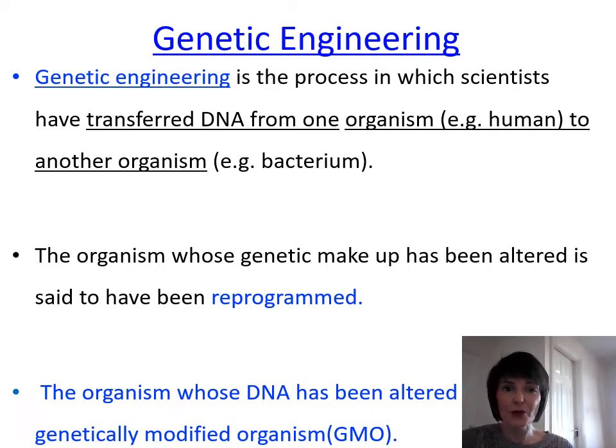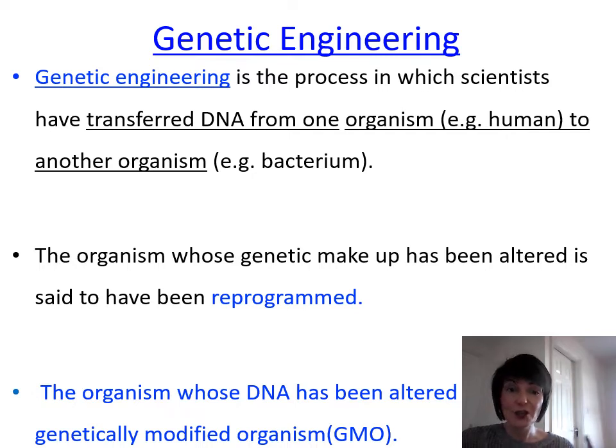The top bullet point there is your typical definition of genetic engineering. It is the process in which scientists have managed to transfer DNA, genetic information, from one organism, for example a human, to another organism, for example a bacterium. So that's the key thing: we are taking genetic information from one organism and placing it into another organism.